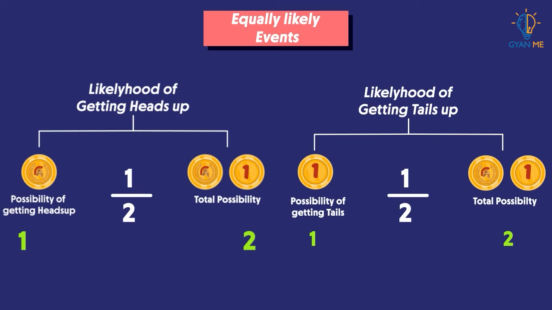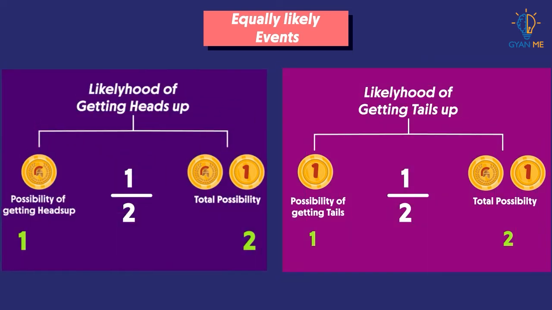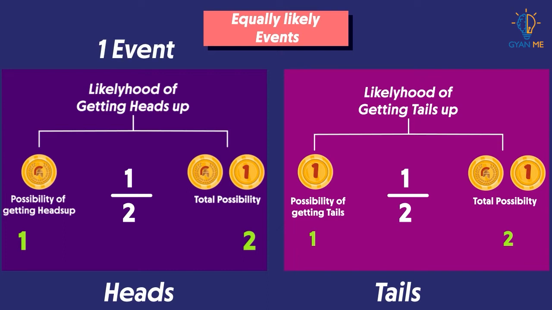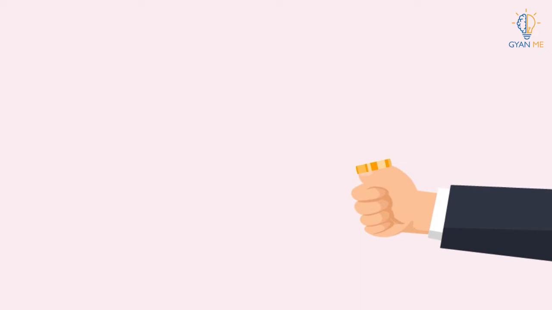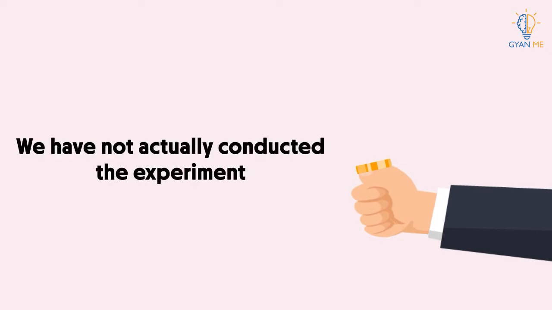Recall that an event is a group of all same outcomes in an experiment. So, as there are two possible outcomes here, heads up and tails up, a group of all heads up clubbed together is one event and tails up put together is the other event. Also note that here we have not actually tossed the coin. I mean, we have not actually conducted the experiment. And so it is the theoretical probability.